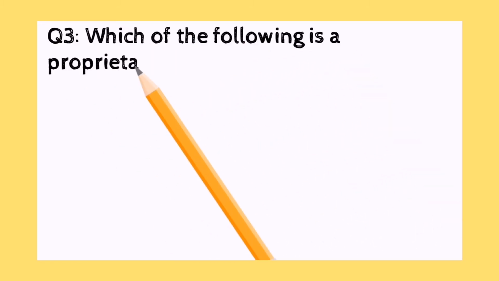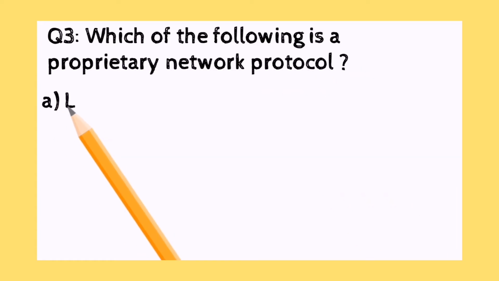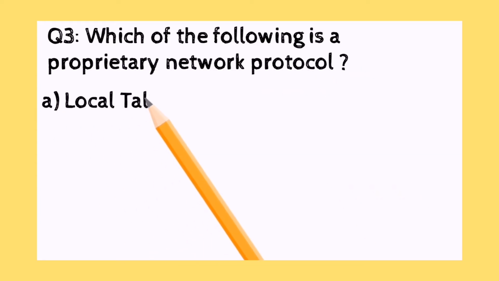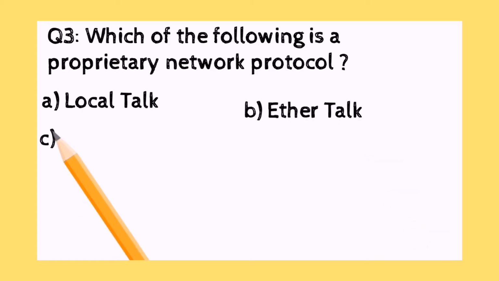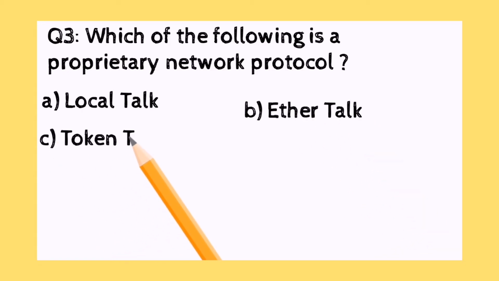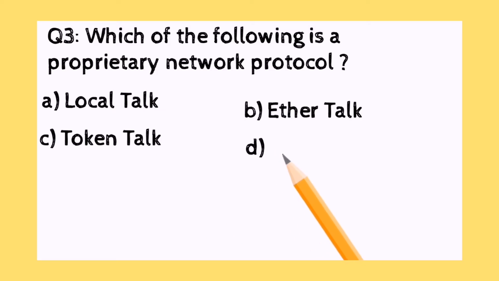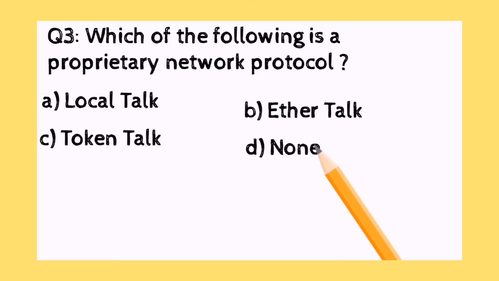Question number 3. Which of the following is a proprietary network protocol? A. Local talk. B. Ethernet talk. C. Token talk. And D. None of the above. So the correct answer is A. Local talk.